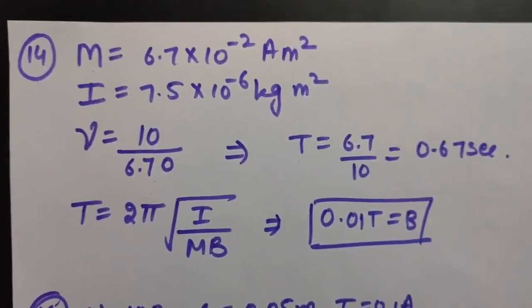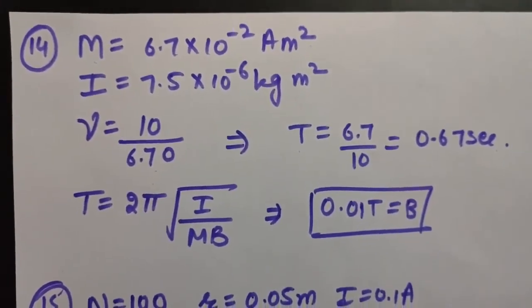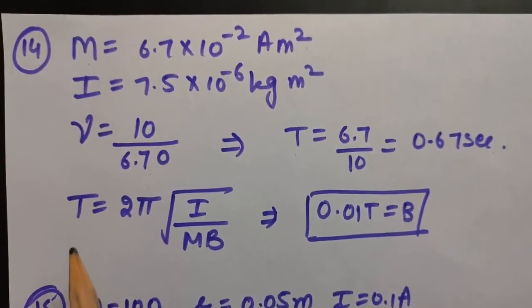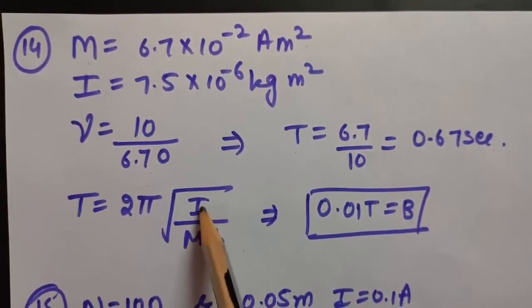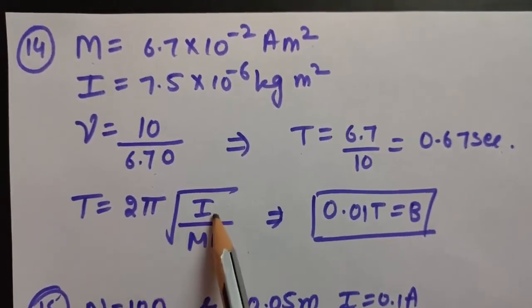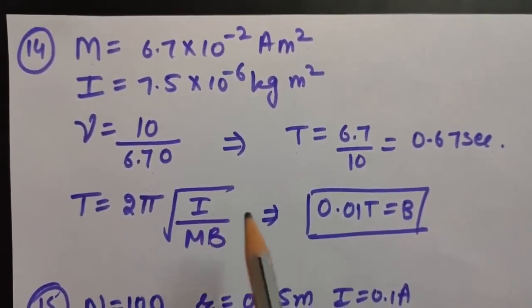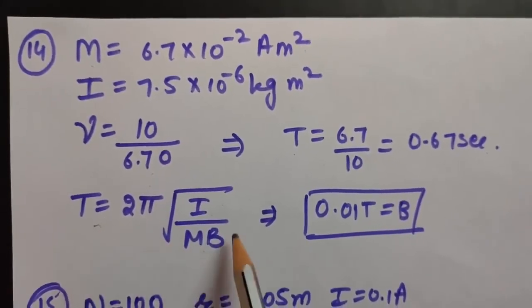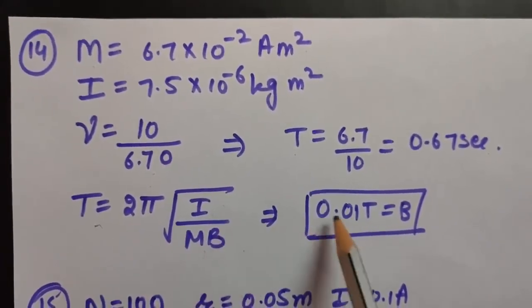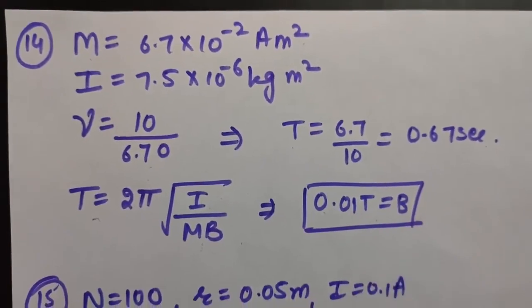Okay, so you have studied a formula for time period in your theory lectures, that is T is equal to 2 pi under root I by MB in terms of moment of inertia. So now you have I, you have M, and you know the value of T also. So you can calculate the value of magnetic field, that will come to be 0.01 Tesla.